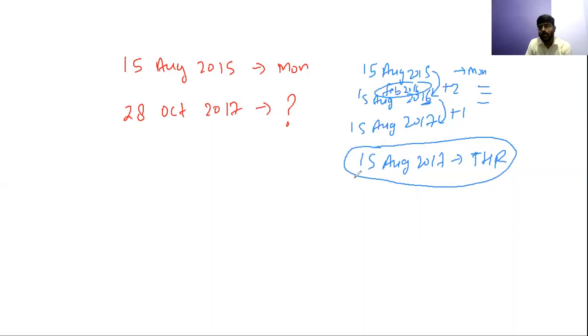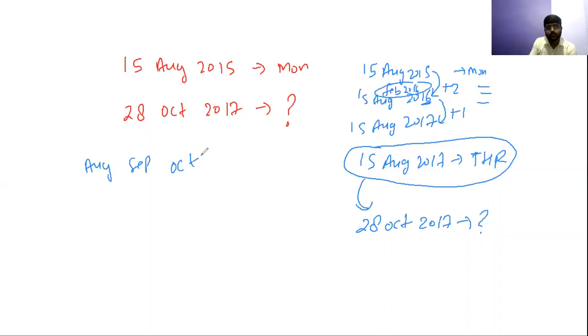But this was not actually asked. The question was, what will be the day on 28th October 2017? So now I need to go from 15th August 17 to 28th October 2017. I need to find the day on this date. So how will you go? See, from August I need to go, and in the same year, 17. So I will just write August here, then September, then October. In August, I have crossed 15 days. I already know the day of 15th August.